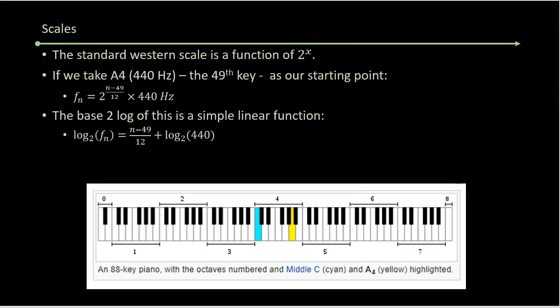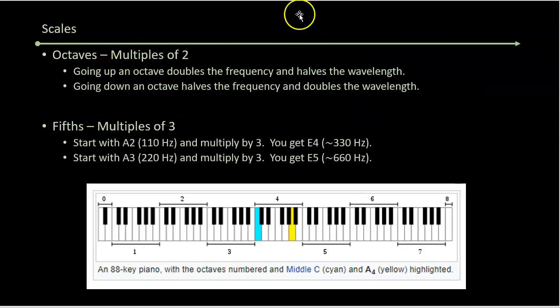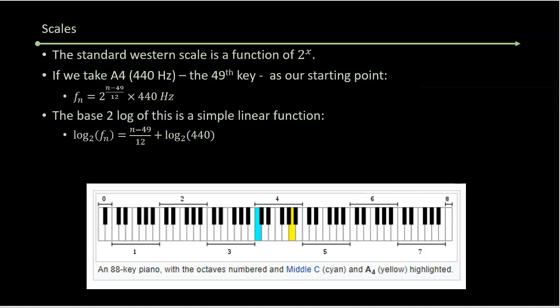So the Western scale, one of the things I'll point out, this is all about factors of 2, which is a clue that the actual base we're working in here is base 2, not base 10. So if we move to the math behind this, and we take 440 hertz, which is our 49th key, as our starting position, then the frequency for any key is this formula right here: F sub n is 2 to the (n minus 49) over 12, times 440.